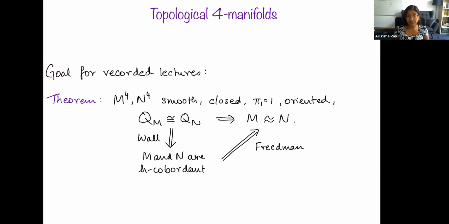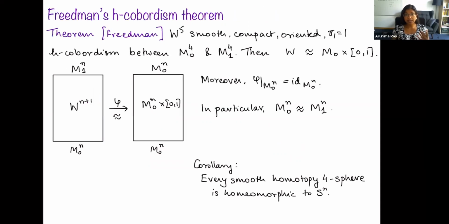And today, in this video, I want to give you the proof due to Freedman of why h-cobordisms are topologically products in this setup. So here's the statement of Freedman's theorem. We have a 5-dimensional, smooth, compact, oriented, simply connected h-cobordism between four-manifolds M0 and M1. These are also simply connected. In this situation, we know that this cobordism W is in fact homeomorphic to the product M0 cross interval.